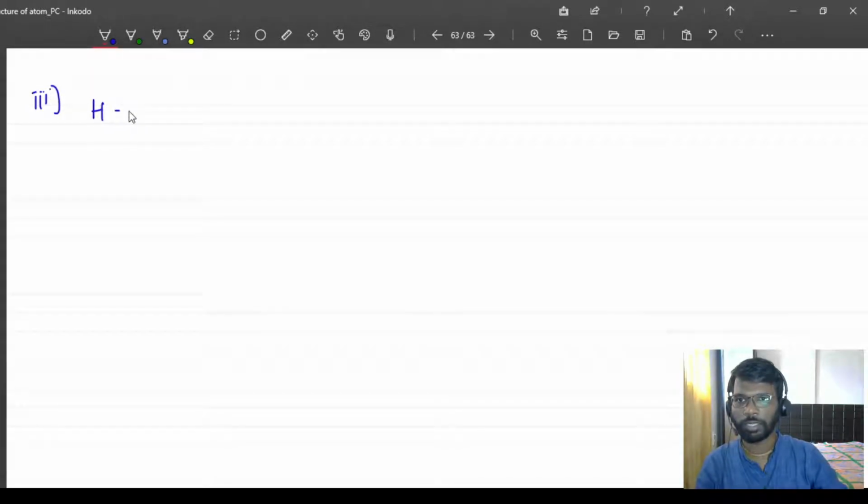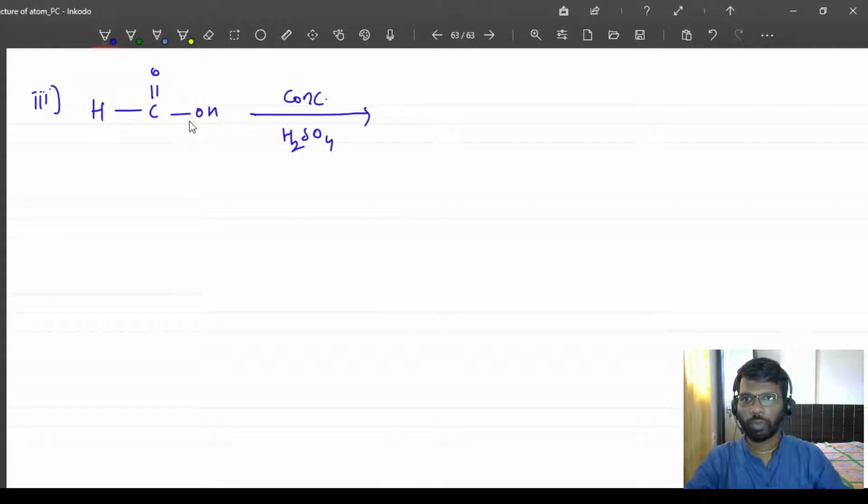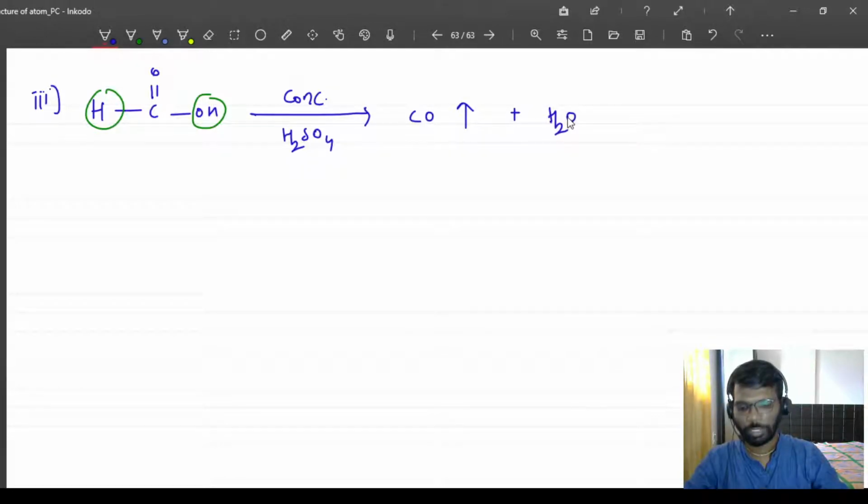A further reaction of the dehydrating agent: if we take a carboxylic acid HCOOH, and you add concentrated H2SO4, you remove a water molecule from this. Let's say you remove 1 H plus and OH minus, what will be left? It will be left with carbon monoxide gas and H2O.